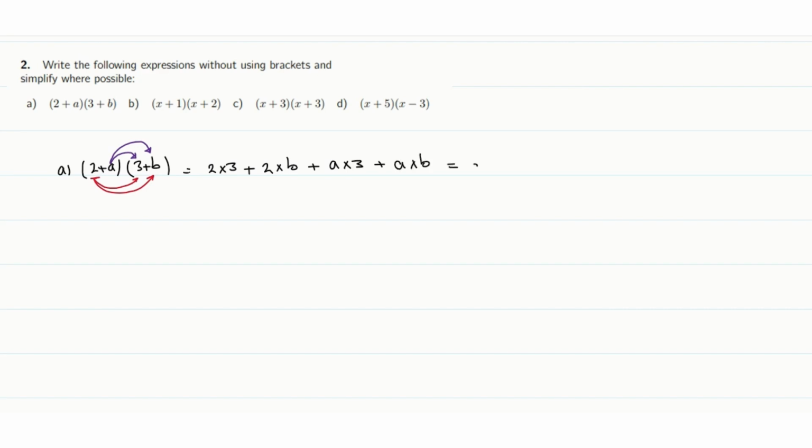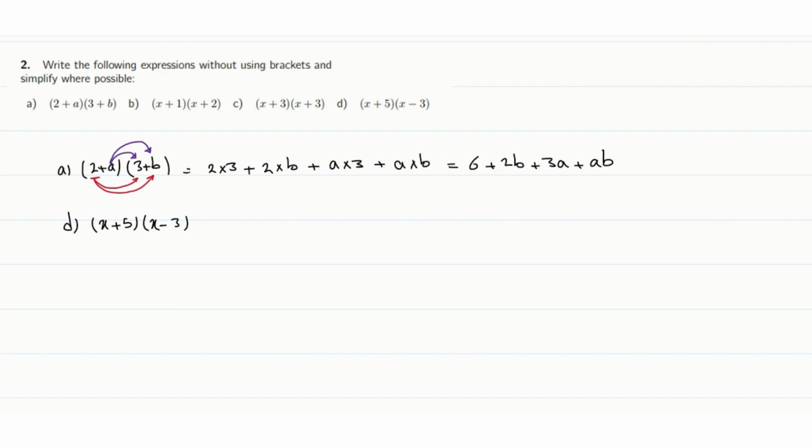And we have 6 plus 2b plus 3a plus ab. Now let's solve another one. Let's solve d. We have x plus 5 times x minus 3. So we do the same thing again. We multiply each of the terms in the first bracket by each of the terms in the second bracket.